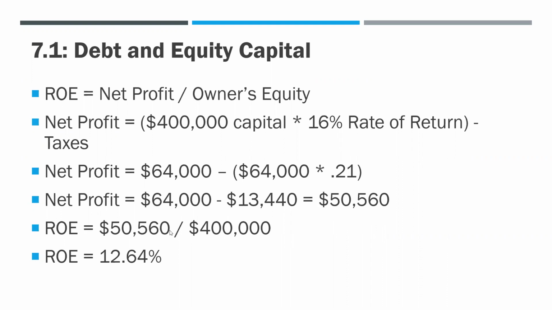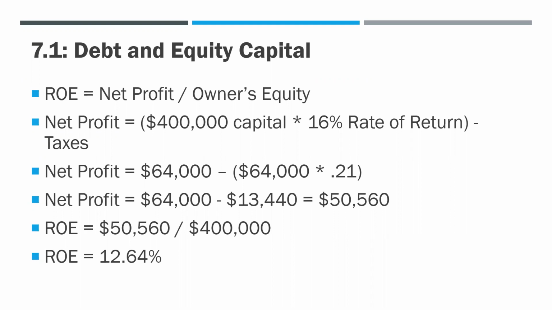And again, we can divide those numbers now. The net profit divided by the equity. And again, 12.64%. Looks familiar. Looks just like the solution that we got with $200,000 of capital.